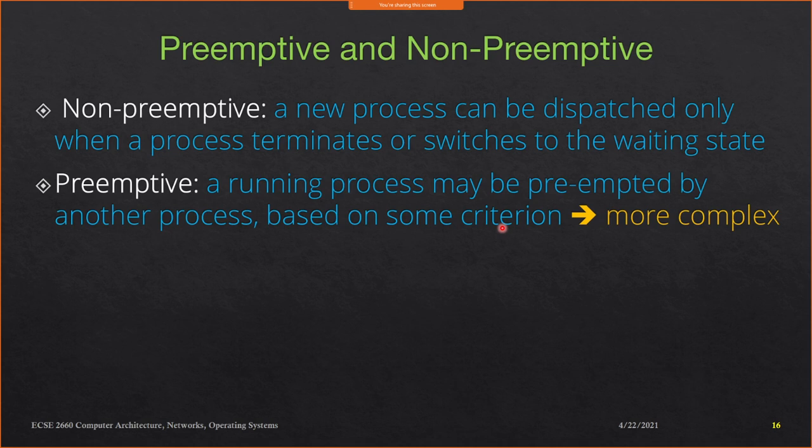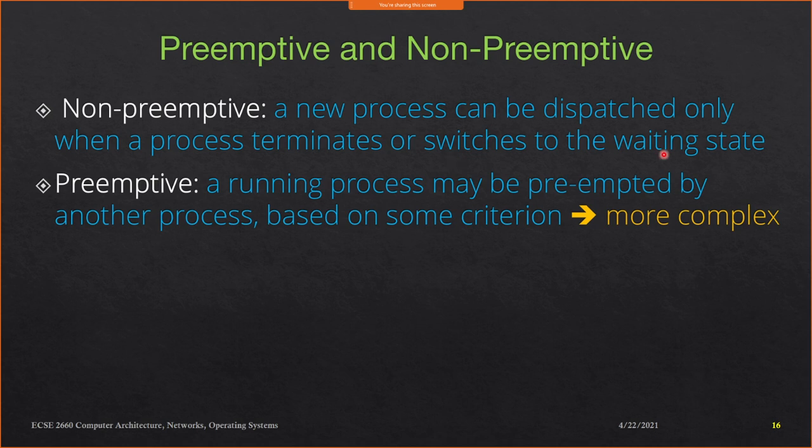The next thing we'll talk about is the differentiation between preemptive and non-preemptive scheduling. This is sort of a characteristic of a scheduling algorithm. Algorithms could be preemptive, and there are certainly some advantages there, and they could be non-preemptive. There are usually not many advantages with non-preemptive scheduling algorithms. Non-preemptive essentially means I'm not going to disturb a process. If a process is running, I'm going to let it complete. A new process can be dispatched only when a process terminates or switches to the waiting state.